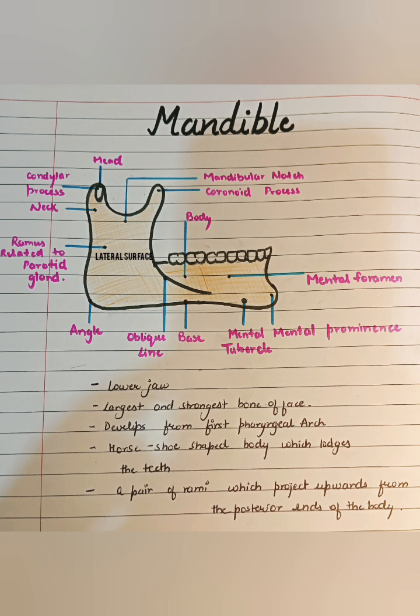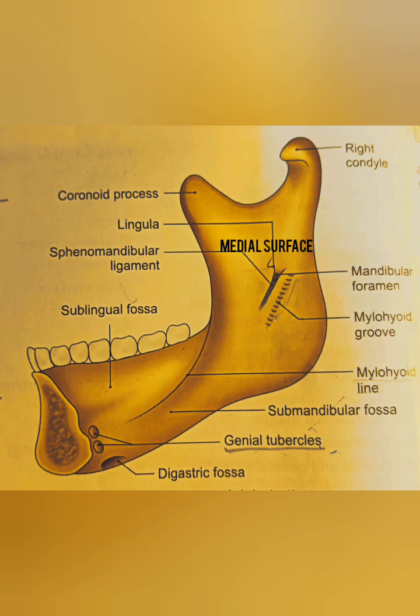After that, the medial surface. The medial surface of the ramus of the mandible has the mandibular foramen, the mental foramen, then the mylohyoid groove. You can see in this diagram, the mandibular foramen lies a little above the center of the ramus and at the level of the occlusal surfaces of the teeth. The mandibular foramen leads into the mandibular canal which descends into the body of the mandible, and it then opens at the mental foramen which is present on the outer surface of the body of the mandible.